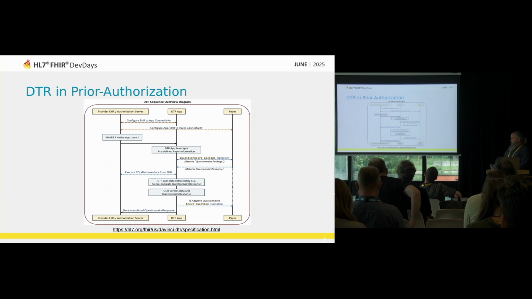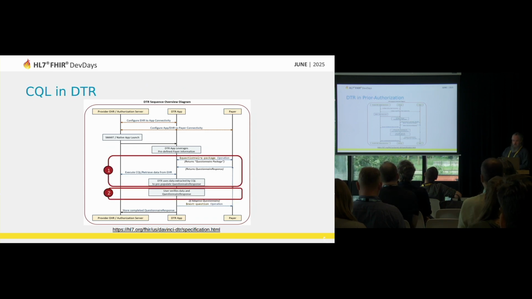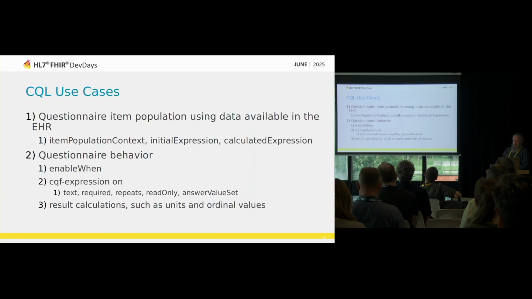So here we have our sequence overview diagram of DTR and prior authorization. And you can see highlighted where CQL comes into play within DTR. We have a couple use cases here. First is item population using data available in the EHR. You do this with extensions such as item population context, initial expression, and calculated expression. Then we have questionnaire behavior as well, enable when. You can use CQF expressions on all of these different properties and result calculations such as unit and ordinal values.